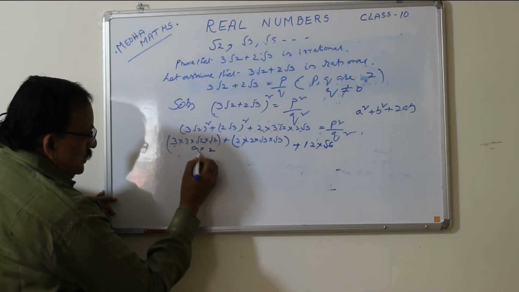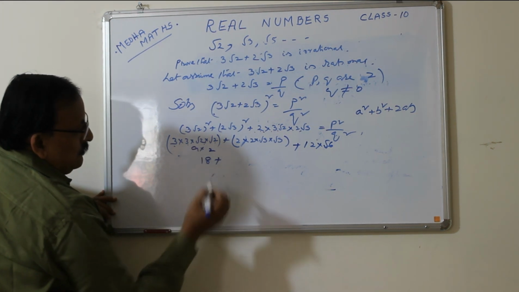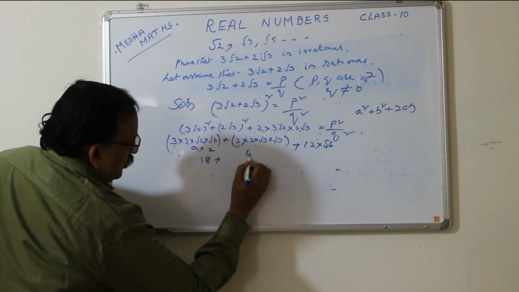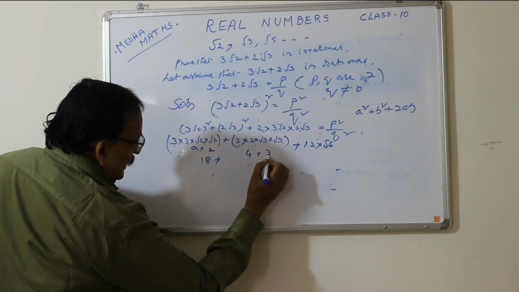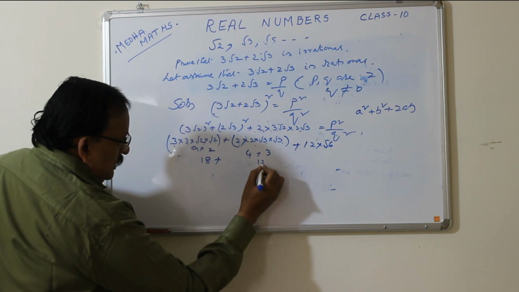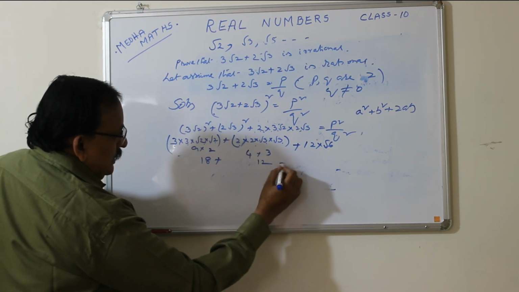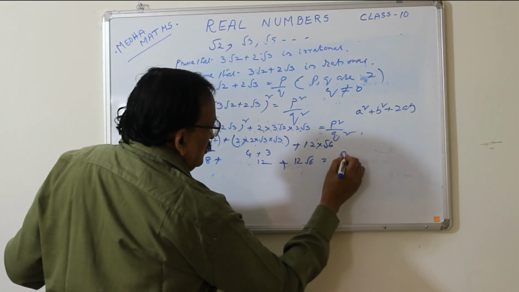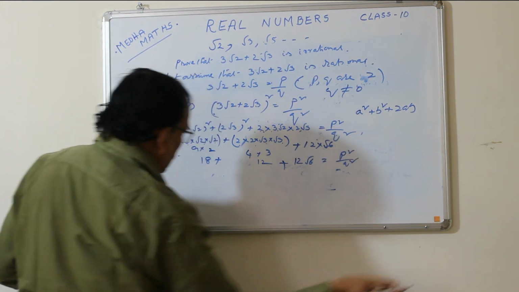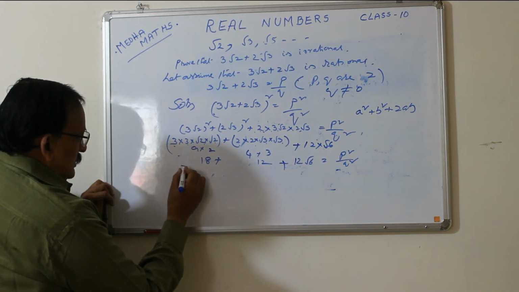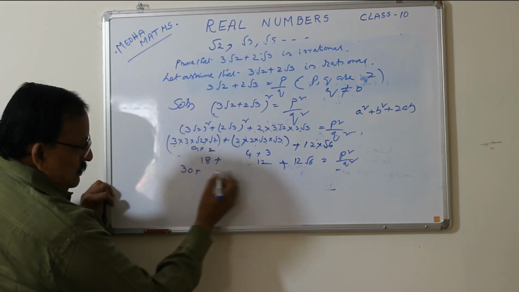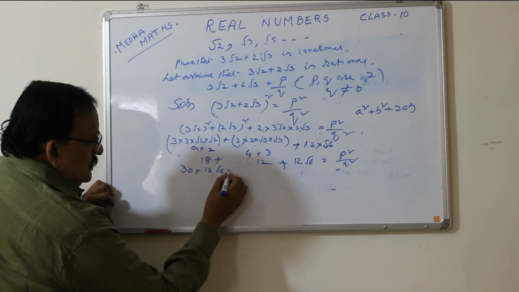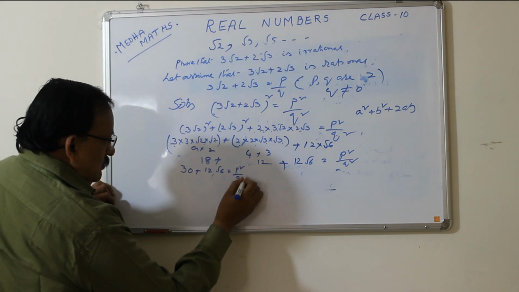Now 3 times 3 is 9, 9 into √2 into √2 which is 2. So 9 into 2 is 18, plus 2 into 2 is 4, plus √3 into √3 is 3, so it is 12. So 18 plus 12 plus 12√6 is equal to p²/q². Now 18 plus 12 is 30, so 30 + 12√6 = p²/q².